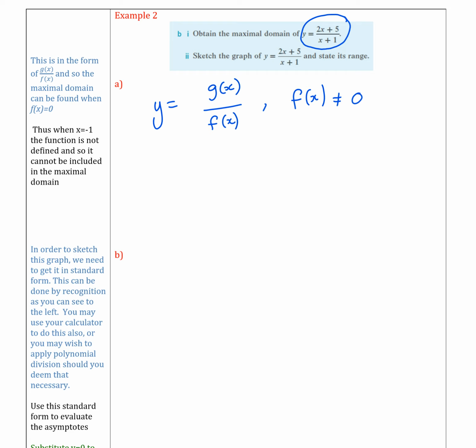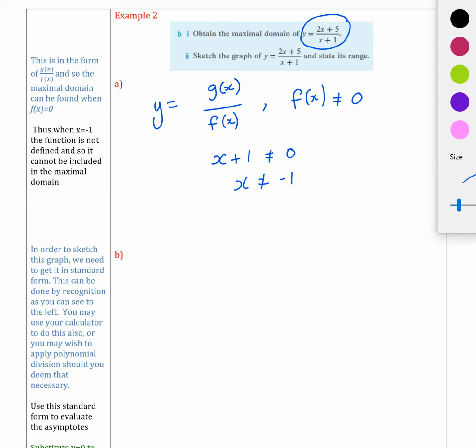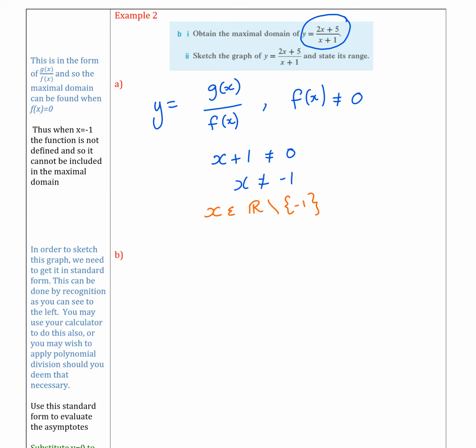So here I'll know that f of x is x plus 1, so x plus 1 can't be 0, and x can't be minus 1. So to state this in a more formal way, we would say x is an element of the reals, but not negative 1.